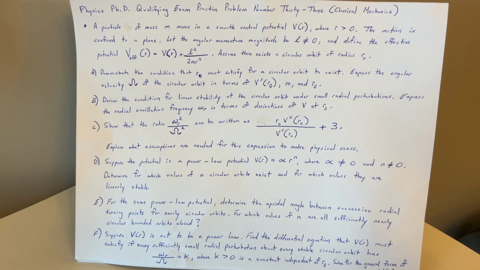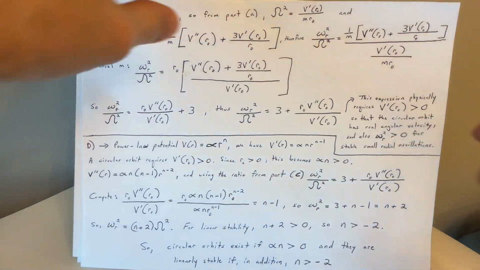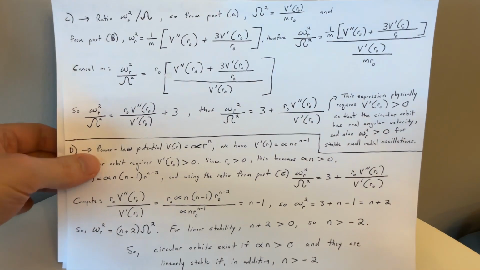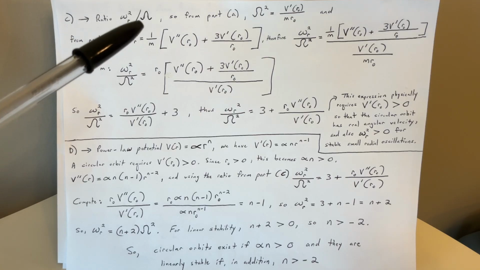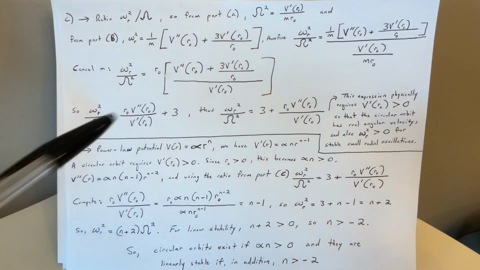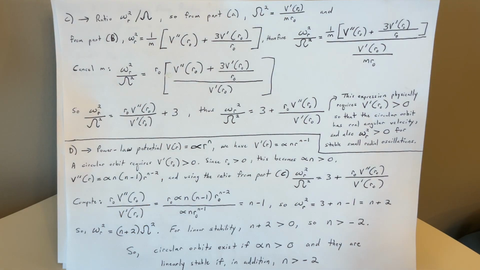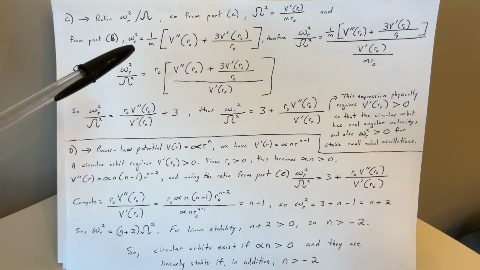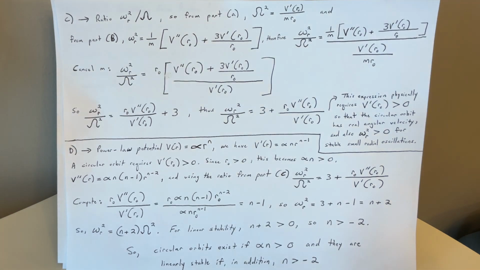Okay, and here, let's go over this. So we have our ratio that we're looking for here: lowercase omega sub r squared over capital omega squared. So from part A, capital omega squared is equal to V prime of r naught over m r naught. And from part B, lowercase omega sub r squared equals 1 over m, bracket, V double prime of r naught plus 3V prime of r naught divided by r naught, close bracket.